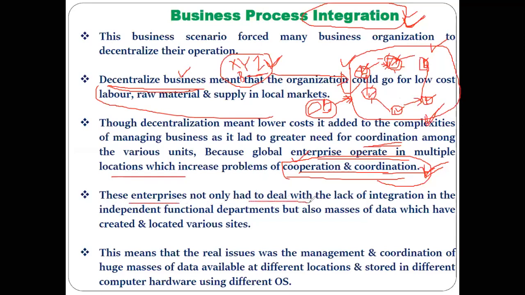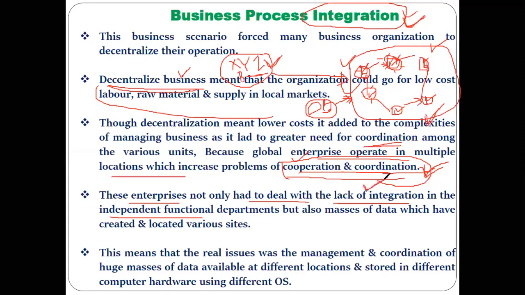If they have different business units that are not linked with each other, they are facing the problem of what? Lack of integration. As you can see, the independent business units are working independently. Just like here we have taken the example of an XYZ company, and these are the different business units of this XYZ company in different cities. Understood. Now if they are not linked with each other, they are facing the problem of what?